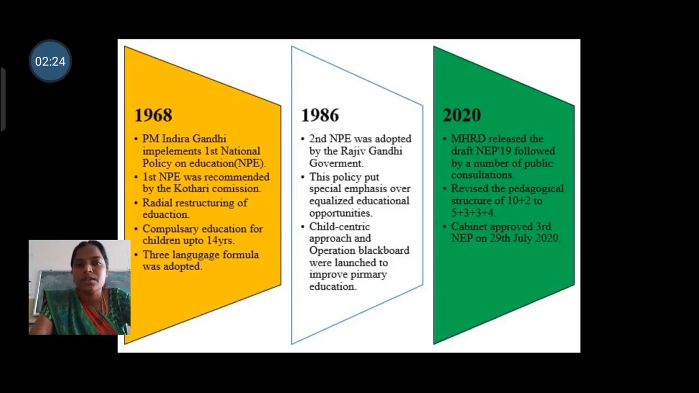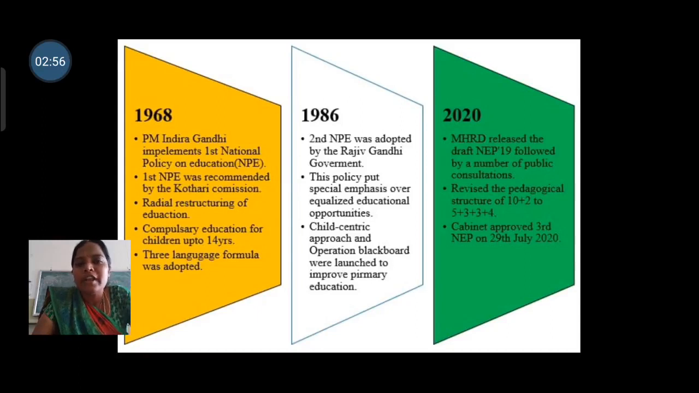So she implemented the first National Policy on Education in 1968. It emphasizes compulsory education, because the people who lived during the first independent India were not inclined to send their kids to school. So after this NPE, parents were expected to send their children to school. That is why it emphasized compulsory education for children up to 14 years. So this is the 1968 NPE.